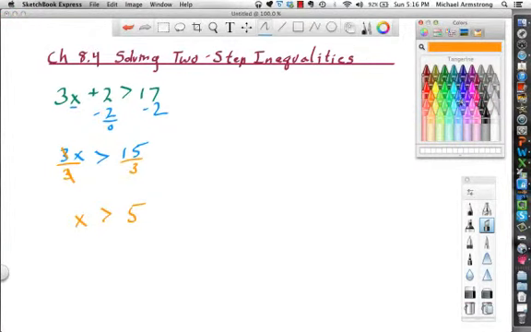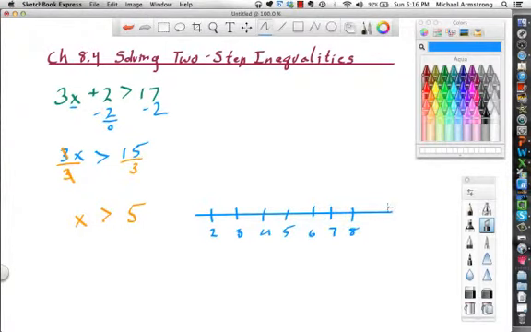And if we go ahead and graph this now, x has to be greater than 5. So we've got 2, 3, 4, 5, 6, 7, 8. You have to imagine these are all evenly spaced and that we go to infinity in both directions. We can never do it exactly right, but that's kind of our plan. Since x is greater than 5, we go to 5. It's not greater than or equal to, it's just greater than.